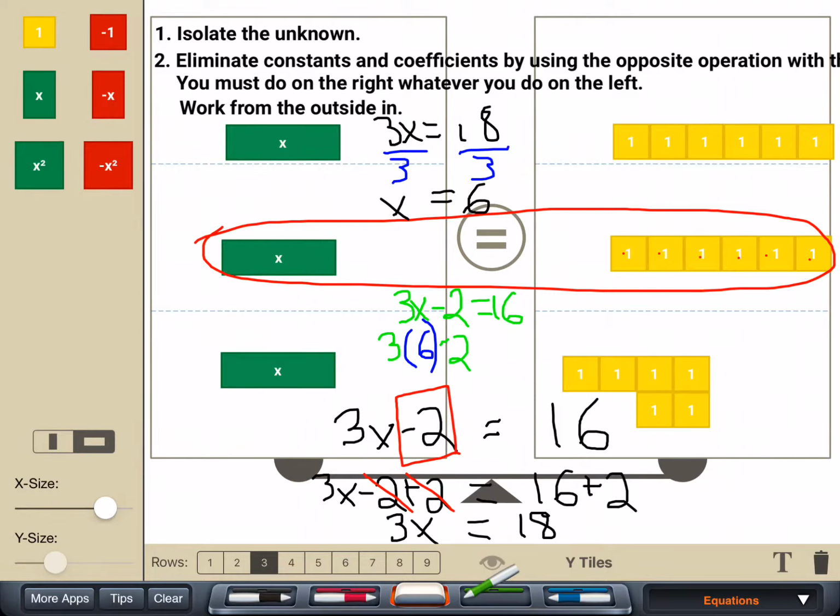3 times 6 is 18. Running out of space here. Minus 2. And 18 minus 2 is, I'm going to squeeze that in over here, I know this is sloppy, but I apologize, is 16. I have 16 on the left side, and I have 16 on the right side. So I'm a happy person. My equation, I've solved it. The answer is x equals 6. And now I can get on with my life.